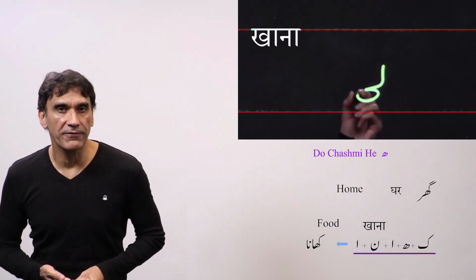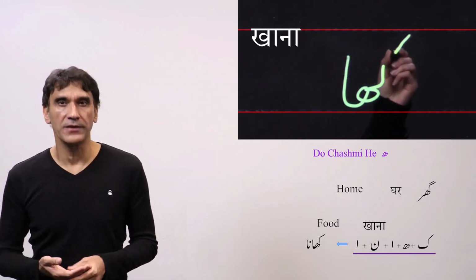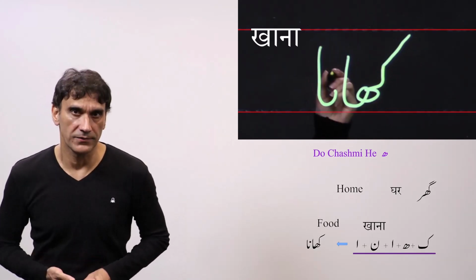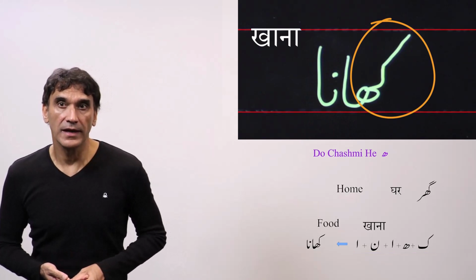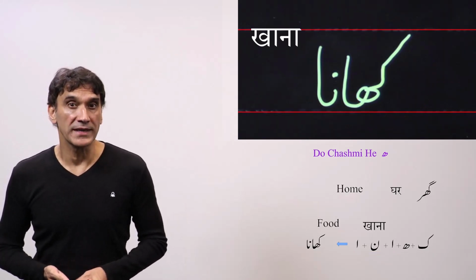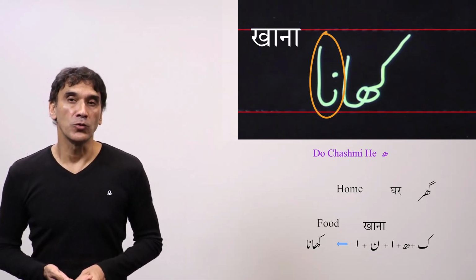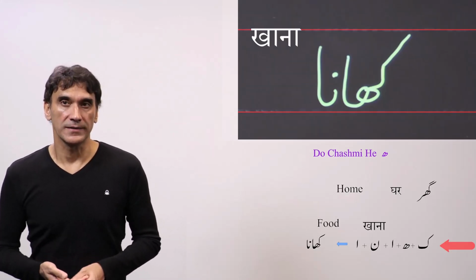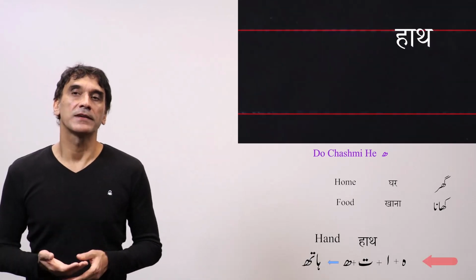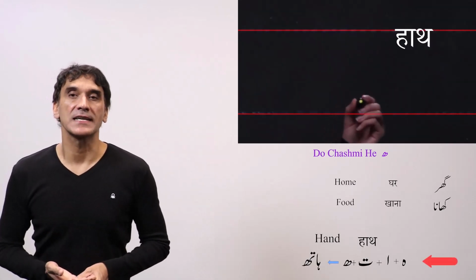The spelling is kaf plus do chashmi he plus alif plus noon plus alif. Kaf plus do chashmi he makes kh sound and letter, and then alif adds a matra to make it kha. Then you have noon plus alif to make the na sound. Kha na, so khana. The final word is hath, where do chashmi he is the last letter.